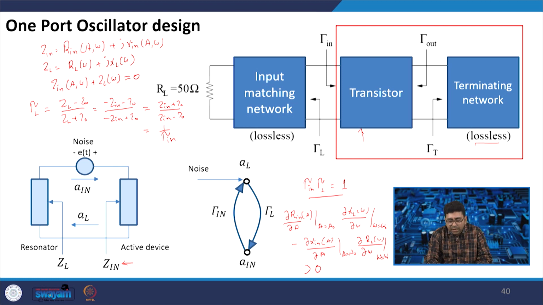So, this is the Kurokawa condition of stable oscillation, and mostly del R L by del omega is 0. So, this condition, del R in by del A at A equal to A naught times del X L (omega) by del omega at omega equal to omega naught, should be greater than 0, and we will try to see how we can design the oscillator by using this method.